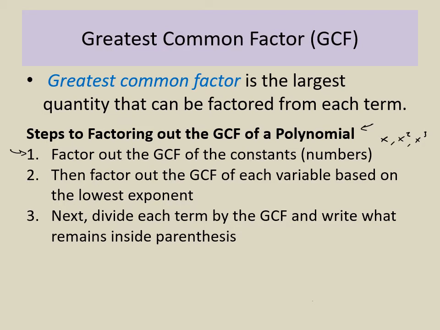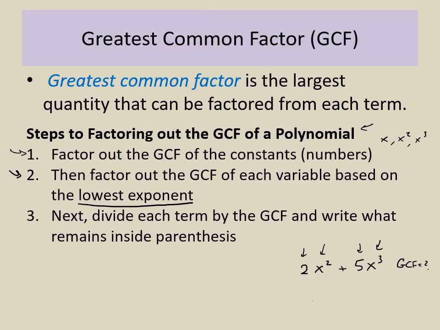Well, if I have an expression such as 2x squared plus 5x to the power of 3, what is the greatest common factor here? Do we have a common factor with the constants? No. Now take a look at the variables. Do we have a common factor of the variables? Yes, they both have x's. Well, which one of those am I going to factor out? Well, that's what number 2 here talks about. We're going to factor out the GCF of each variable based on the lowest exponent.